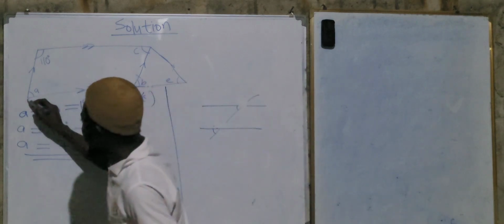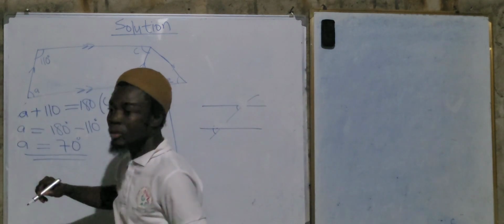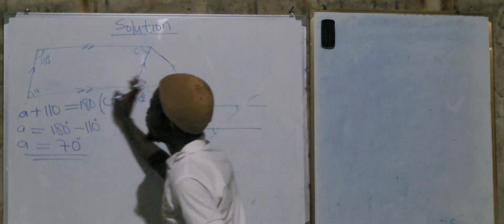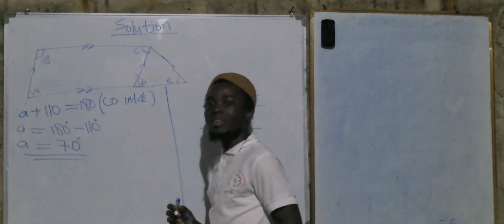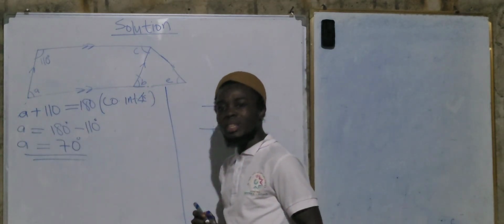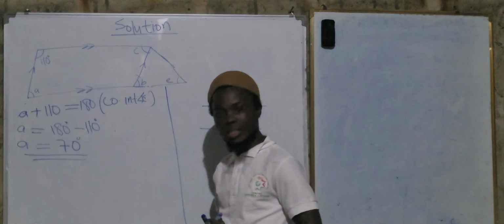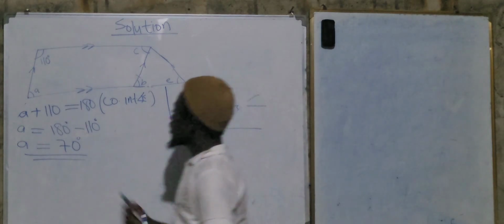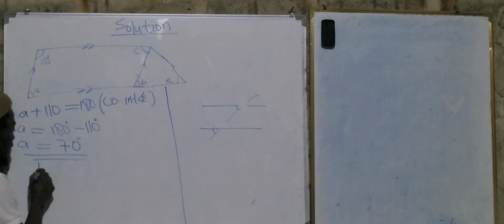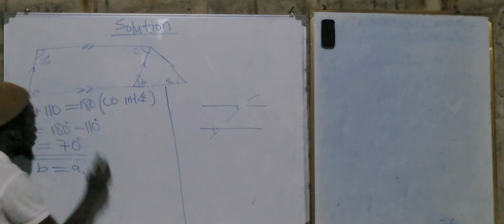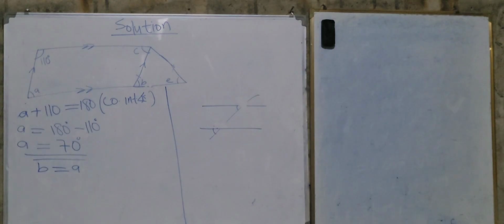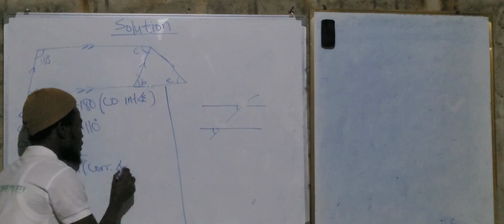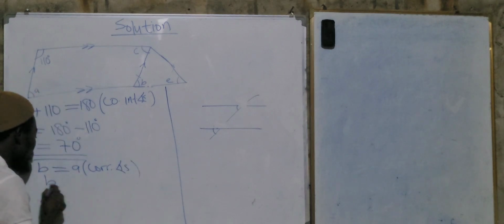You can further extend this line for clear understanding. When you extend this line, you can see that these two lines are parallel. And the line that cuts the parallel lines is called the transversal line. From that transversal line, we're going to have different angles: alternate angles, corresponding angles, co-interior angles, we're going to have them all. Are we okay here? So therefore, we can now see B is equal to A. What is the reason here? Corresponding angles. Good. So B is equal to A.